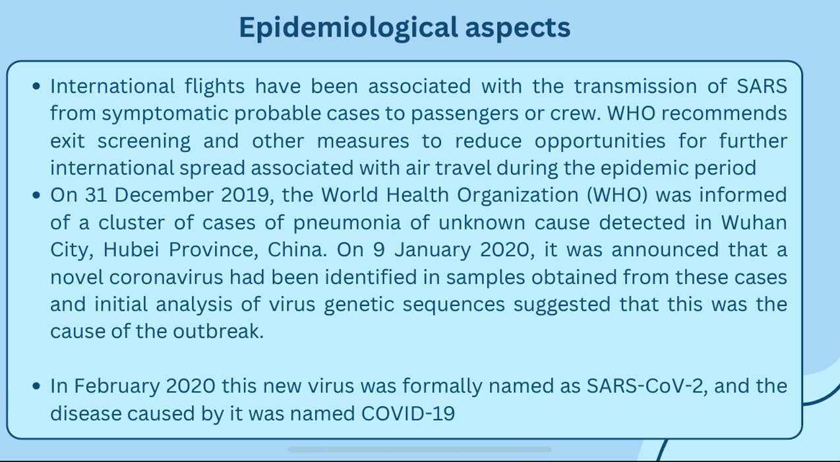International flights have been associated with the transmission of SARS from symptomatic probable cases to passengers or crew. So the people who flew from Guangdong, China, brought the coronavirus to India, to Hong Kong, to Singapore, to Toronto, and many other places. The SARS was transmitted from symptomatic probable cases to the passengers or to the crew.